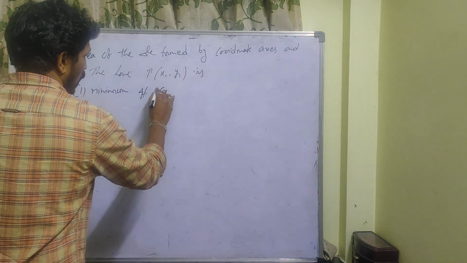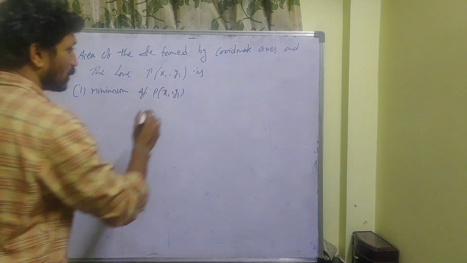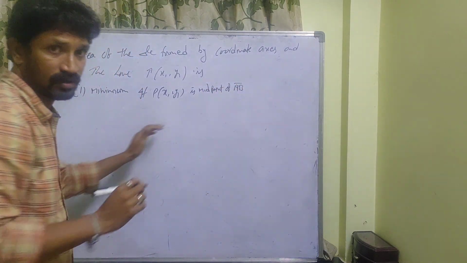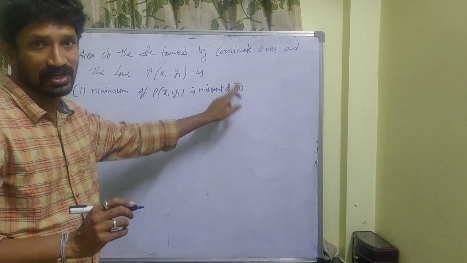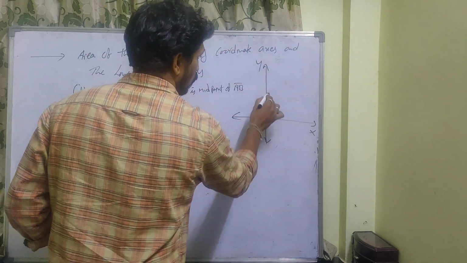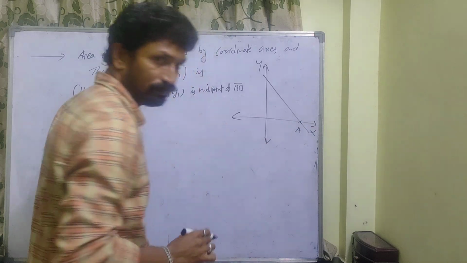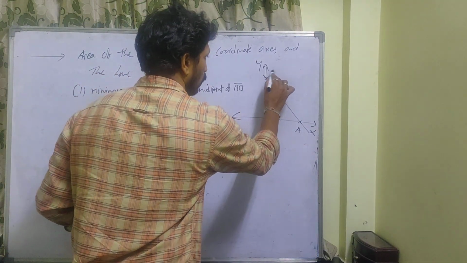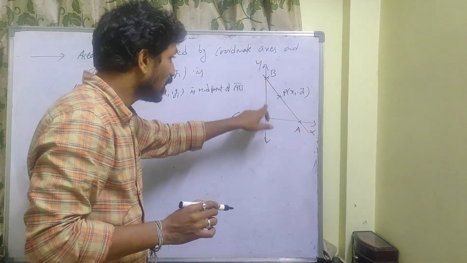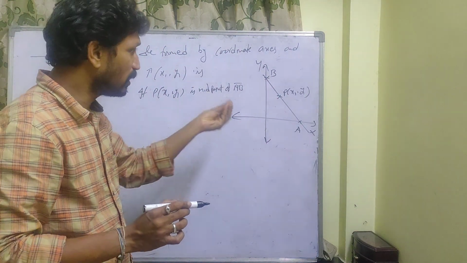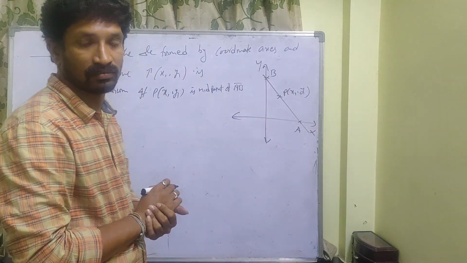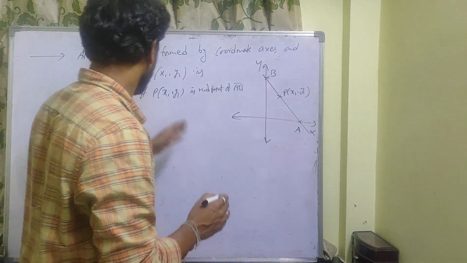Let us take this point P(x1, y1). P(x1, y1) is the midpoint of AB. Here A and B are the points where the line intersects the x-axis and y-axis. Let us consider this is the x-axis and this is the y-axis, and this is the point A, this is the point B. If P(x1, y1) is the midpoint of AB, then this area will be minimum. That is the least area using this triangle.